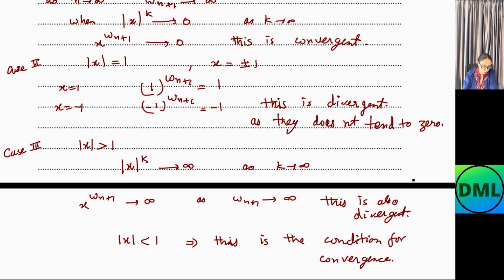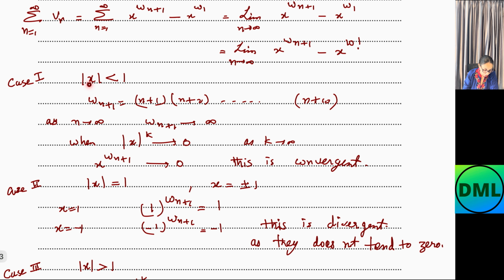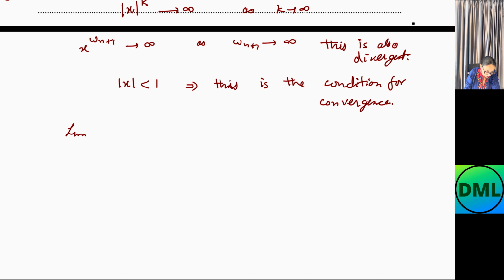Now we are again going to look at our question here. When mod of x is less than 1, my series tends to 0 and this is convergent. I can put in limit n tends to infinity, x raised to the power wn plus 1 will be 0 and minus x raised to the power 10 factorial will remain the same. Let's write down here: limit n tends to infinity, x raised to the power wn plus 1 minus x raised to the power 10 factorial is written as 0 minus x raised to the power 10 factorial. The value for this is negative x raised to the power 10 factorial as this is independent of n. That will be the answer for our second part.